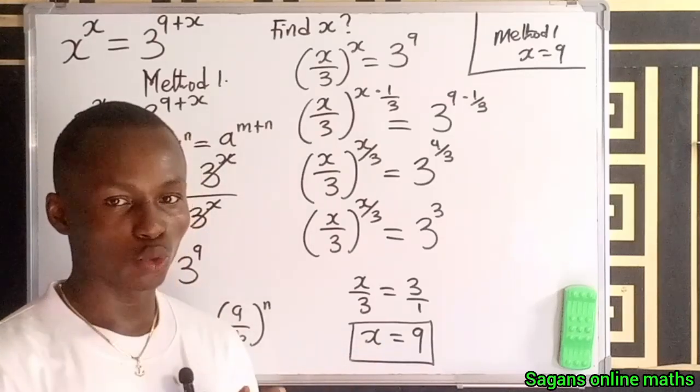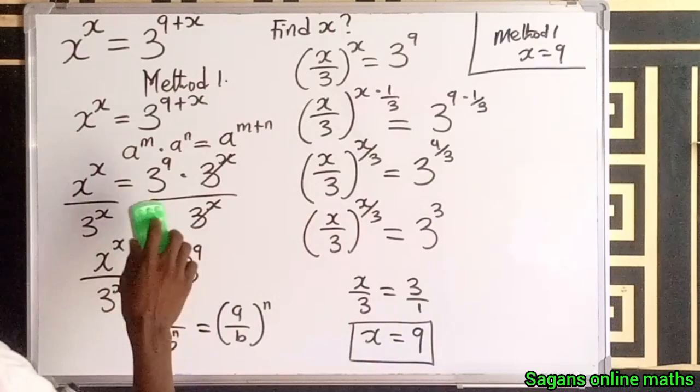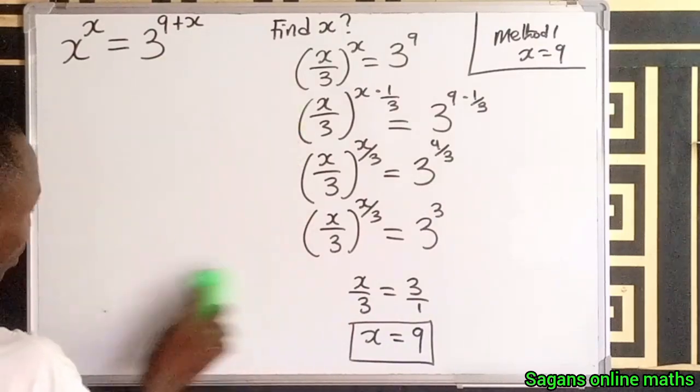Wow. This is amazing. I love this. Now let's consider method 2. Okay. Now let's consider method 2. So I can remove this from here quickly. Let's consider method 2, right?